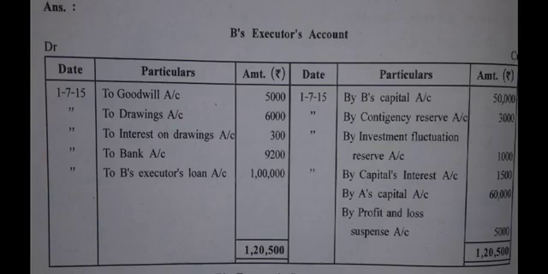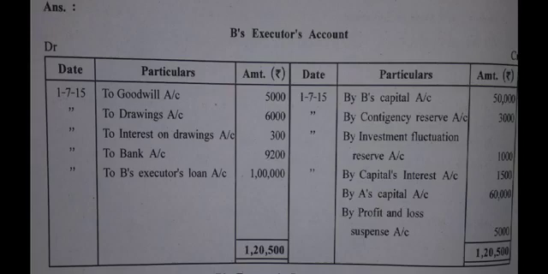Let us apply this. In the last lecture we finished preparing B's executor's account. We are just left with the last adjustment and totaling this. The total of the credit side of executor's account is higher, which is 1,20,500. Please pay attention and use your calculator along with me. This is 1,20,500 minus, shift to debit side, use your calculator, minus 5,000 minus 6,000 minus 300 minus 9,200 that we have not written yet.